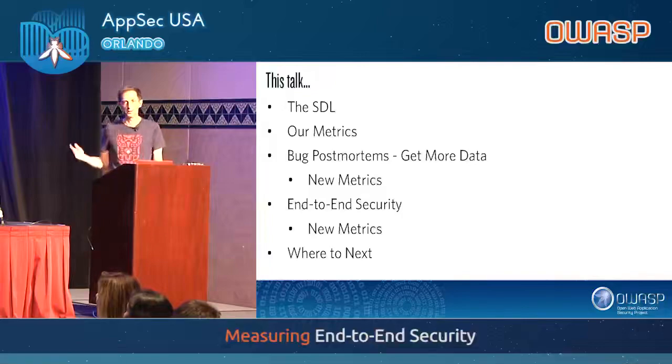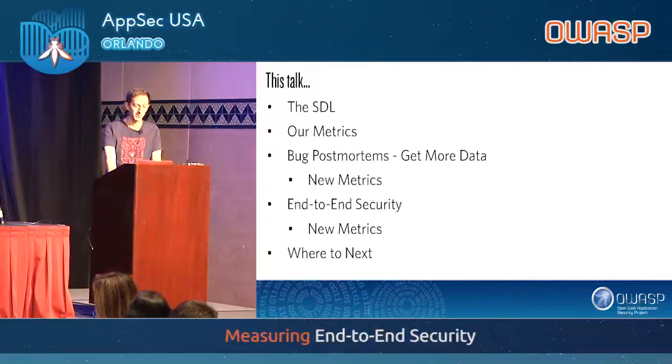And then we're going to talk about end-to-end security. This is our process that's built around threat modeling. We're not going to go through threat modeling. That's another class. But these are things that get added on to threat modeling that allow you to measure your progress there. And then those metrics. And if we have some time, we'll talk about where we're going next.